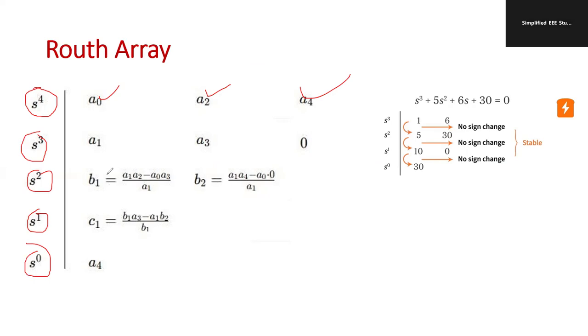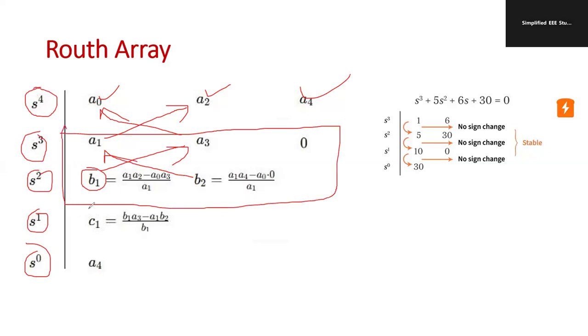Later, you are supposed to calculate the unknown elements. So how to calculate B1: A1 into A2 minus A3 into A0, divided by A1. This formula you can remember. Then how to calculate C1? C1 is very simple: B1 into A3 minus B2 into A1, divided by B1. Whenever you are considering C1, you consider only these two rows. So C1 means B1 into A3 minus A1 into B2, divided by B1. Like this, you have to consider.